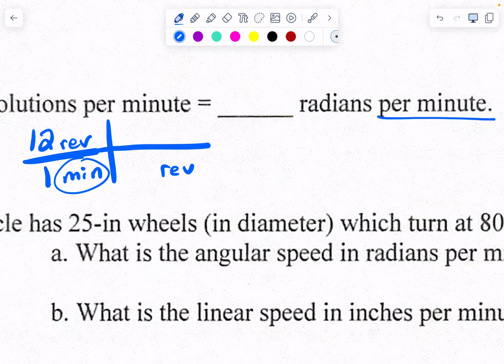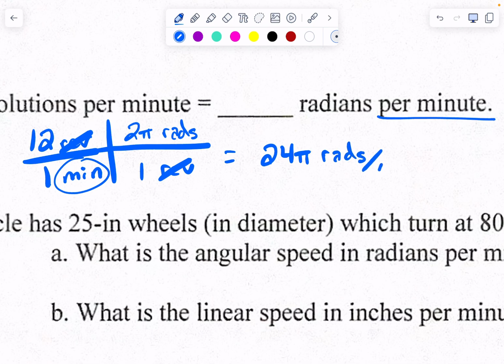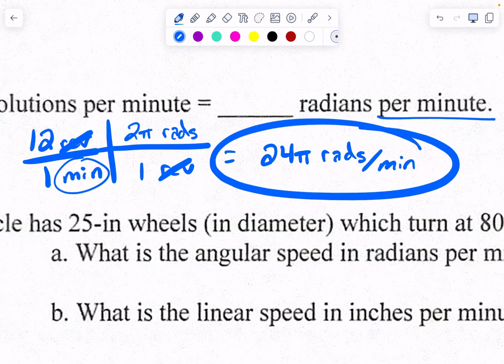How many radians are in a revolution? 2 pi. There's 2 pi radians in 1 revolution. So 12 times 2 pi is 24 pi. And my revolutions cancel off, and my units are radians per minute. Do you see how that works? 24 pi. I also have 75.4 if you want the decimal. 75.4 radians per minute. I will take that also.